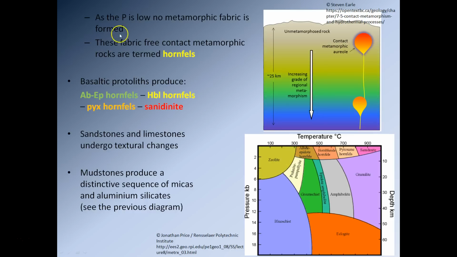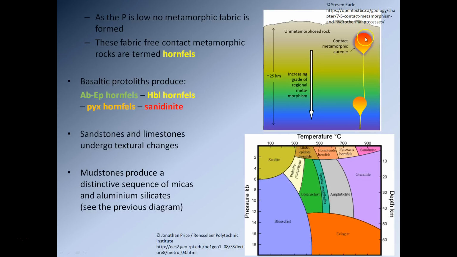So as the pressure is low, no metamorphic fabric is formed. And these fabric-free contact metamorphic rocks are referred to as hornfelses, and this gives you some idea. The vast majority of contact metamorphic rocks form approximately 5 kilometers below the Earth's surface, where the pressure is very, very low.